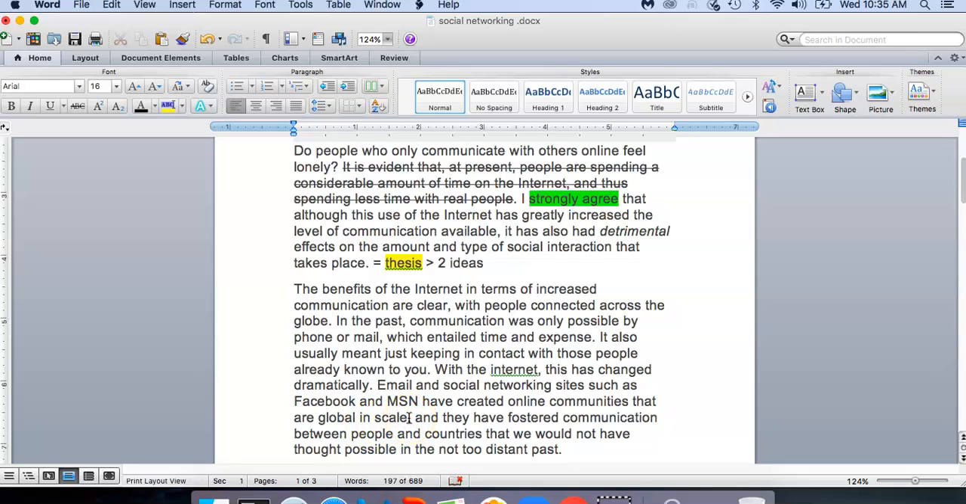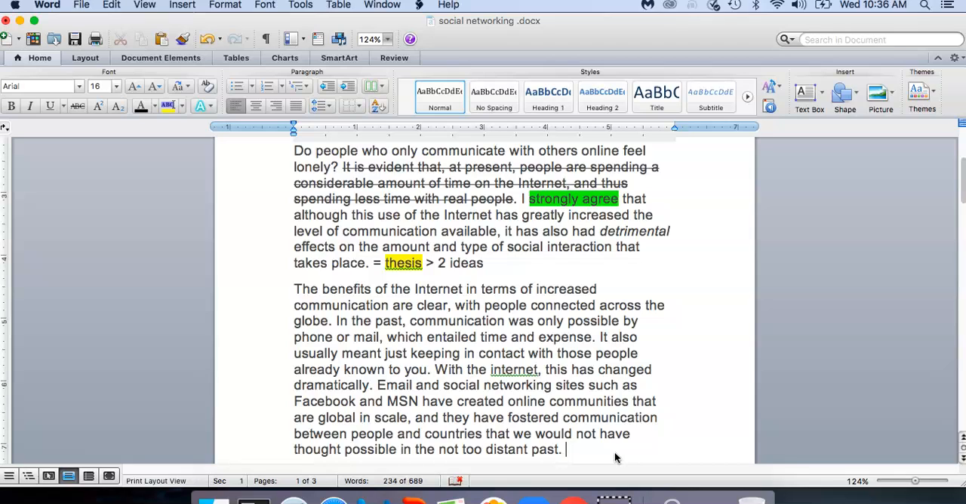So, this is still positive, okay? Online communities that are global in scale, it talks about like you can have friends from everywhere because that's global. It means worldwide, okay? So that's a good thing when you have friends everywhere, okay? And they have fostered communication between people and countries that we would not have thought possible in the not too distant past, okay?